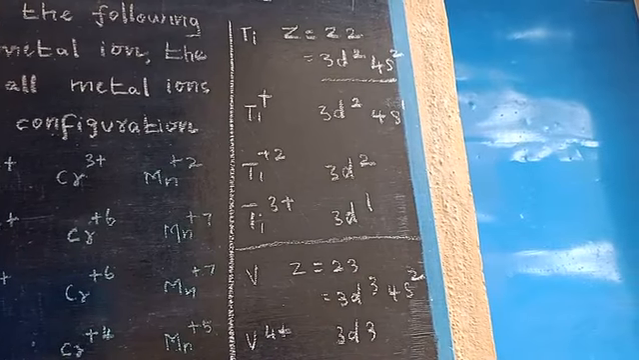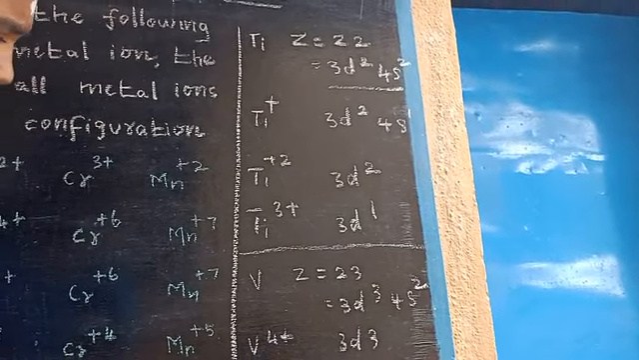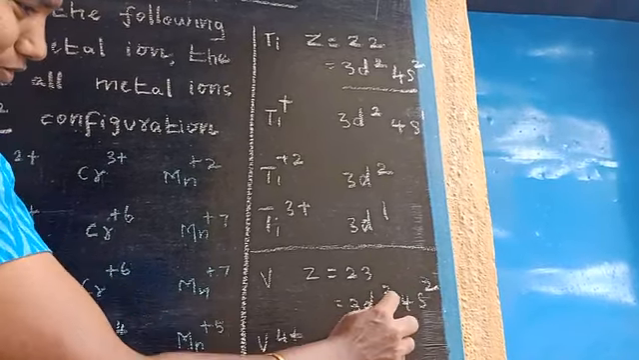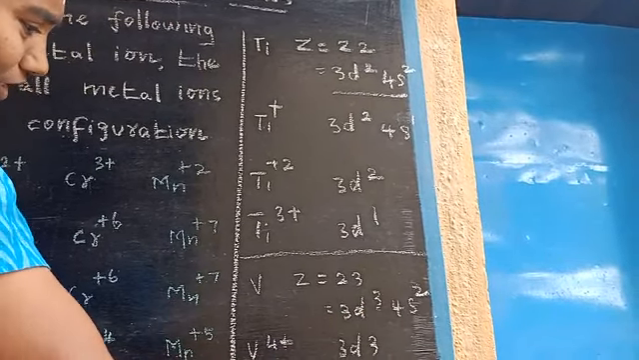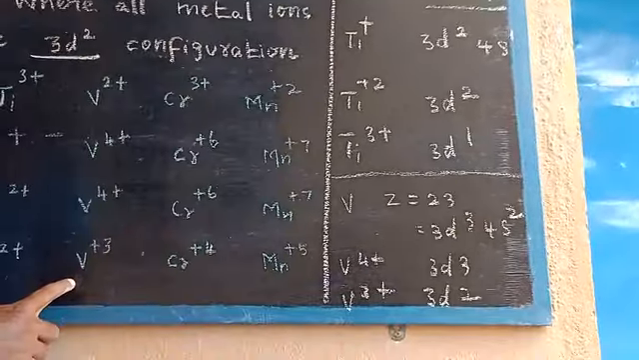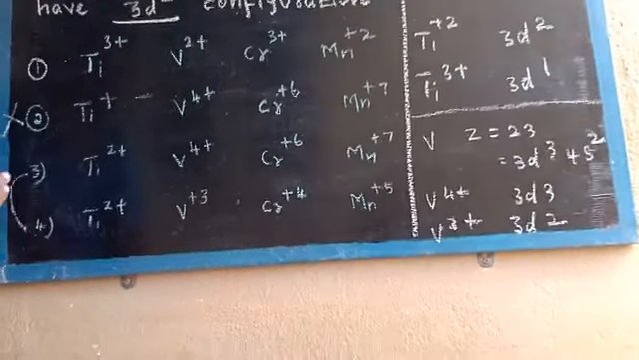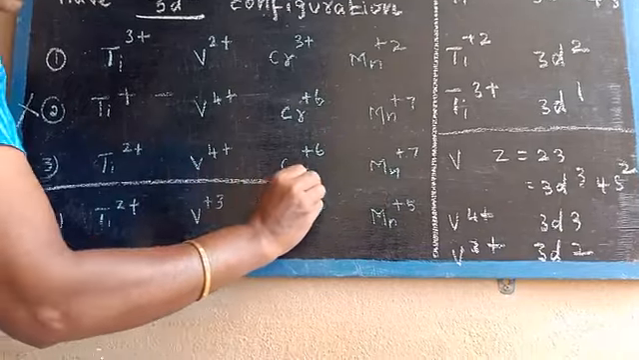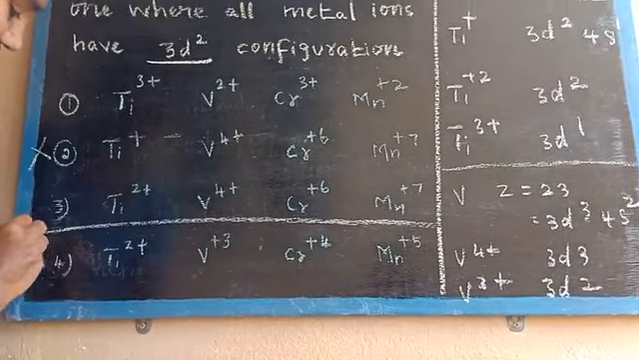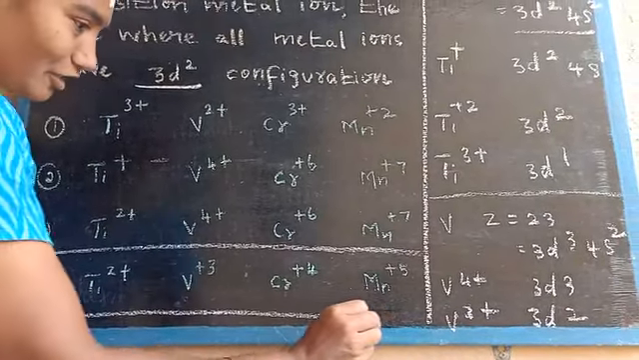Now take vanadium 3+. 3+ means 2, 1, 3 are lost, so the remaining is 2, so 3d2 configuration. So vanadium 3+. Which one is the correct option? Now the 3rd is wrong, so the 4th one is the correct one. In the same way, check the remaining elements also.